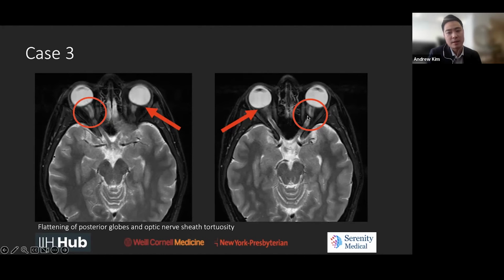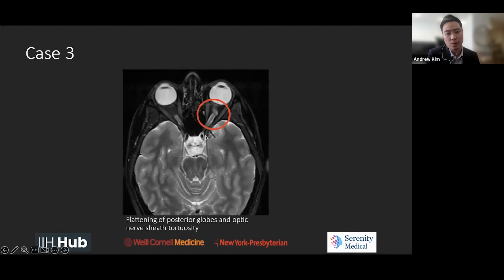You can see here that there's this sort of dark band looking thing on this image, a little dark band here. That's just sort of proving that there's this tortuosity going superiorly and inferiorly and sort of out of the axial plane and cut off the image. And here's the final third image, just showing that tortuosity a little bit more on the left side.